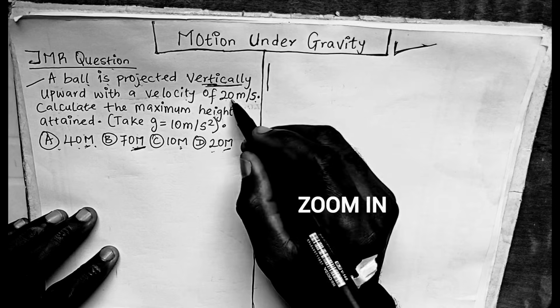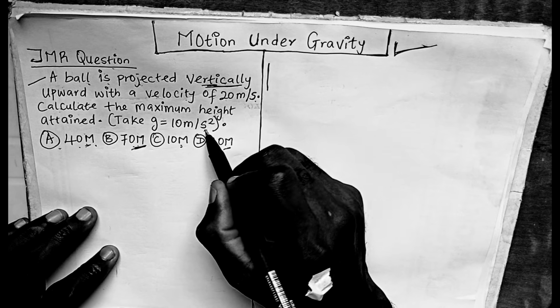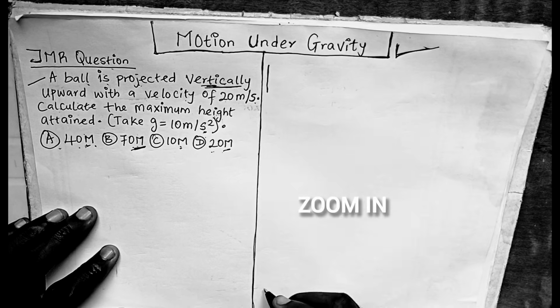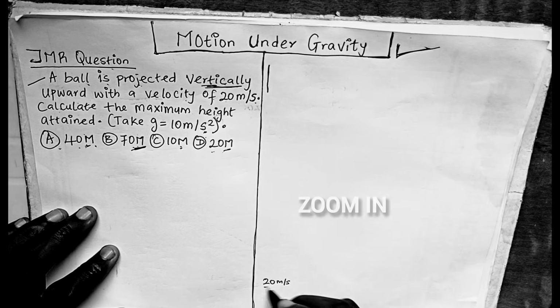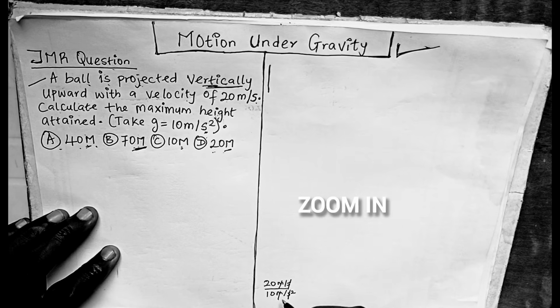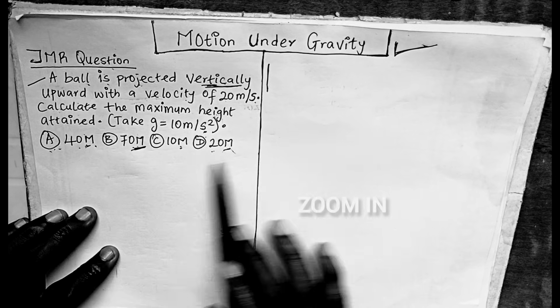No. Even if you do 20 over this one, you are still going to have seconds here. That's if you are trying to calculate time. That's when manipulation can work. Something like, for example, you do 20 meters per second over 10 meters per second square. This one cancels this, this one cancels this, so you are left with 2 seconds. So if you are asked to calculate the time, you can easily use this to manipulate and get 2 seconds, and the options are represented in seconds.